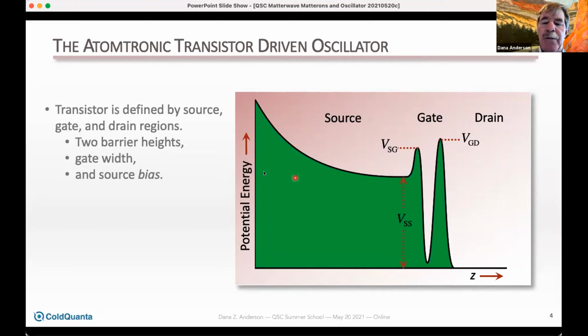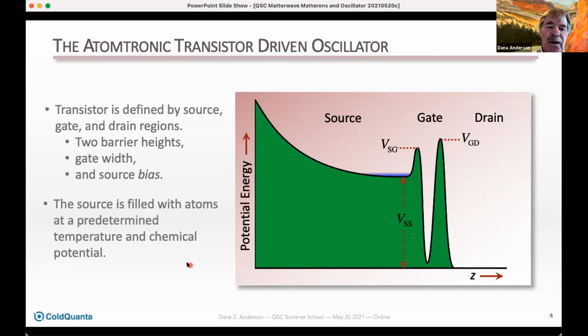So this source, hope you can see my laser pointer, is on a high potential bias. This is potential energy, this is position, and the source is at a bias, and the drain is at, we'll just call it 0. So the source is filled with atoms at a predetermined temperature and chemical potential. By the way, feel free to interrupt me with questions.